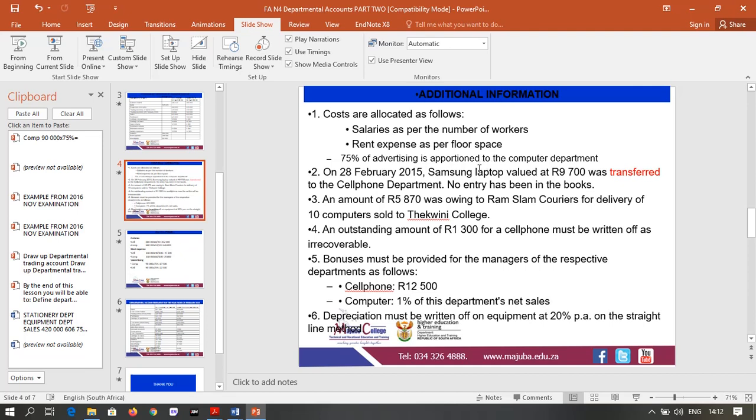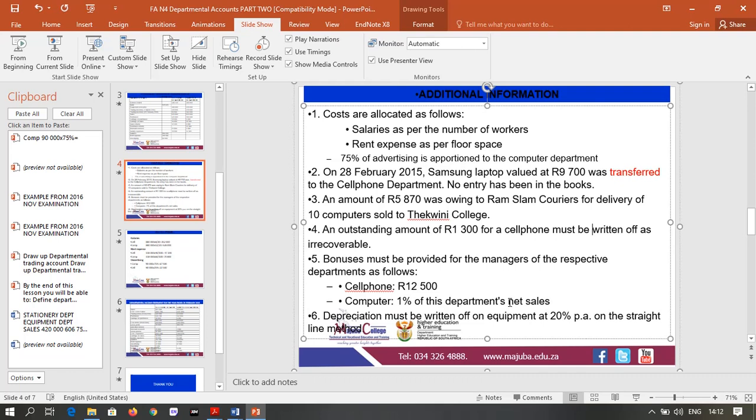Remember that. Then number 3 talks about the delivery of 10 computers that was sold. Number 4 talks about the written off. Number 5 talks about the bonuses. Number 6 talks about the depreciation. Okay, that is all for that.